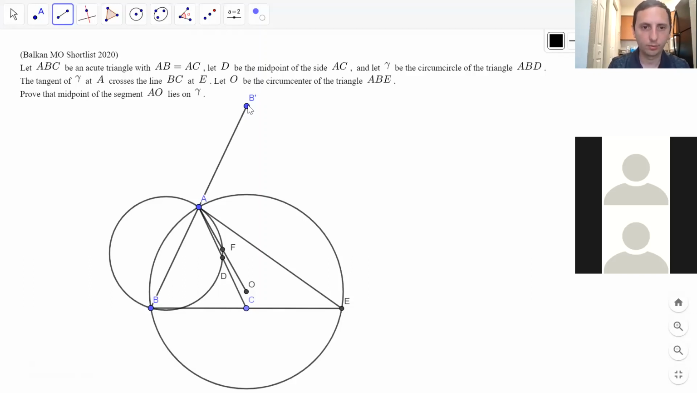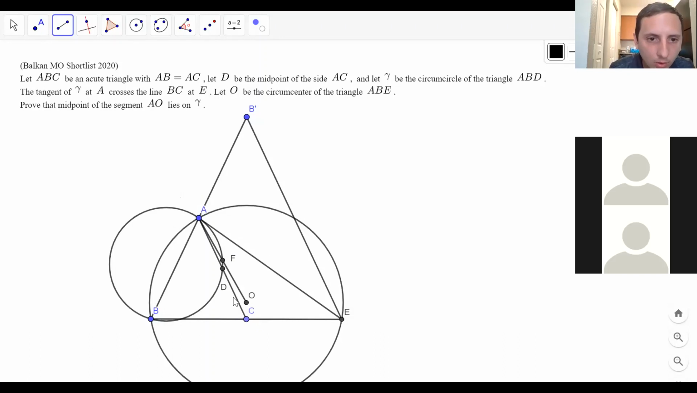And that might sort of just be an angle chase. Let me see. Yeah, I wonder if that is an angle chase. Find similar triangles. So we want to show C is the midpoint of BE. Okay.